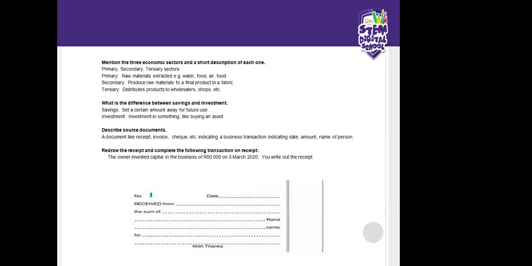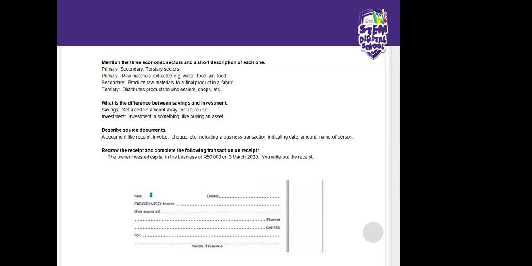Then what is the difference between savings and investment? Okay, 1 mark each. Savings is when you set a certain amount away for future use. And investment is when you invest in something, like for instance, buying an asset or buying a vehicle, or buying equipment or a building, for instance.